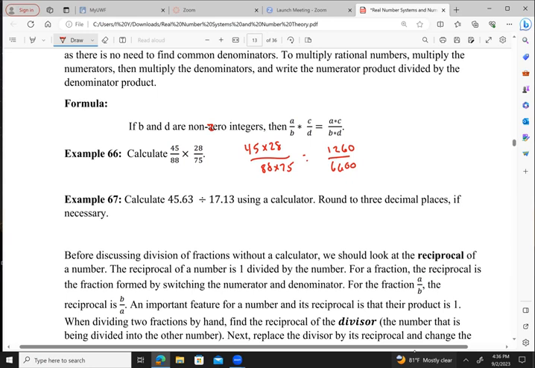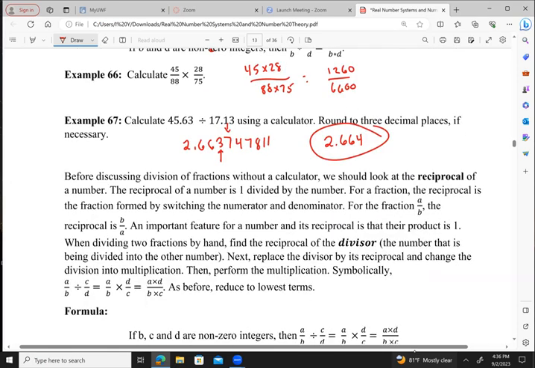Okay, now we're going to use our calculator to calculate this and round to 3 decimal places if necessary. 45.63 divided by 17.13. And the number my calculator shows is 2.663747811. And we want to round to 3 digits. So this is my third digit. So I look at my fourth digit, and it's 5 or greater, so I round up. So it becomes 2.664. And that is it.